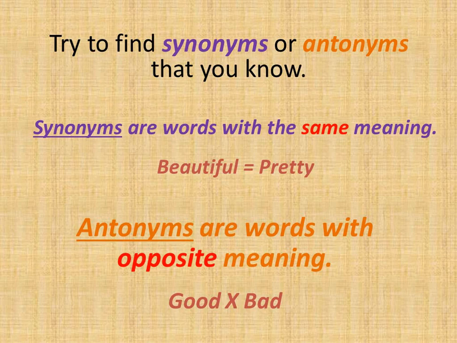Or if you find antonyms, what do we mean by antonyms? These are words with opposite meaning. So good and bad. Good is the opposite of bad. For example, if I don't know the meaning of bad, and I find that something is not good, for example, it's written "not good", then it means that it's bad.